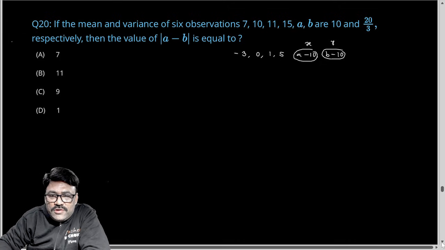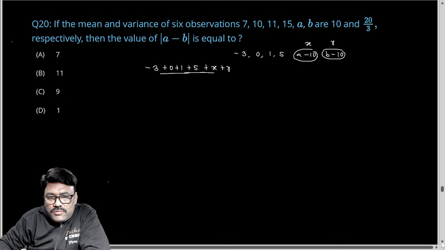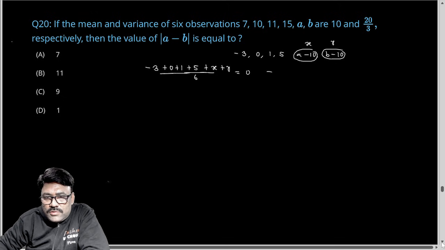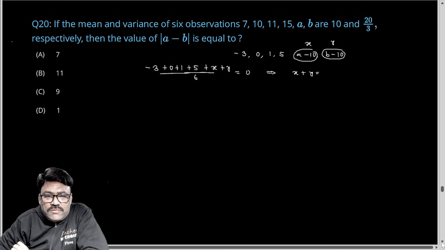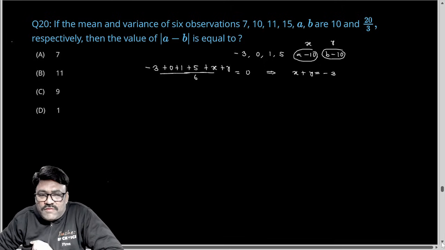Now the mean will be what? The mean will be minus 3 plus 0 plus 1 plus 5 plus x plus y, 6 observations, divided by 6. The original mean was 10, but the new mean will be 0. So now you are getting x plus y equal to 6 minus 3, minus 3 in fact.